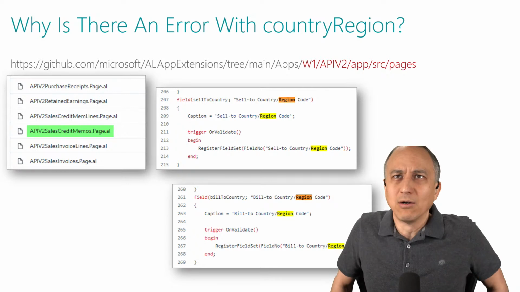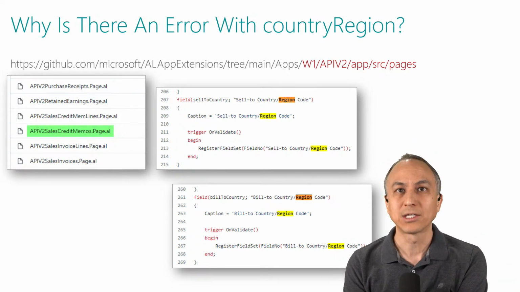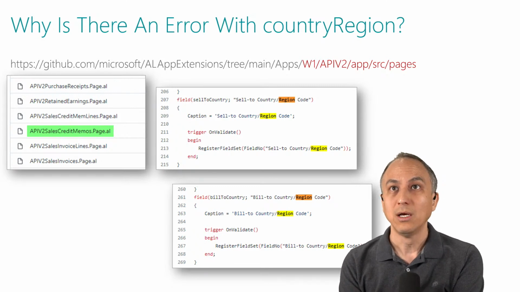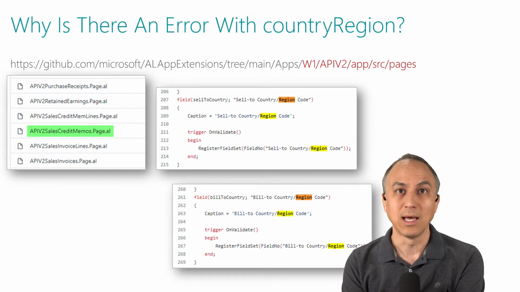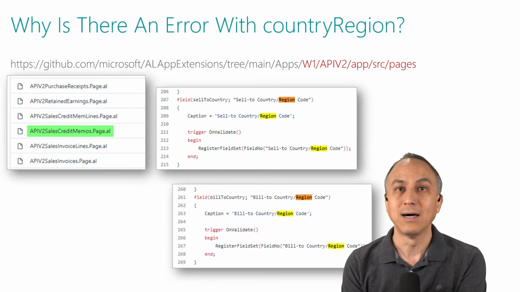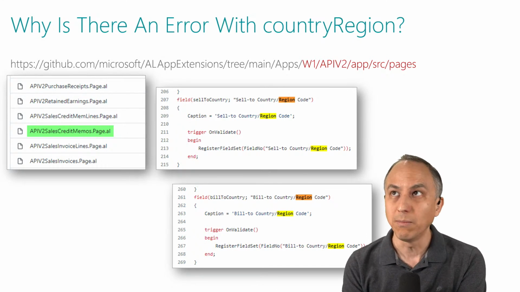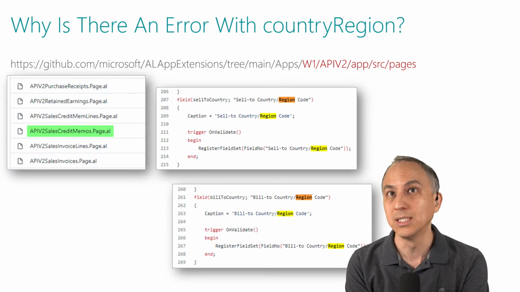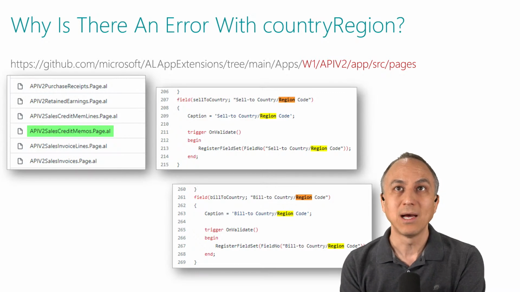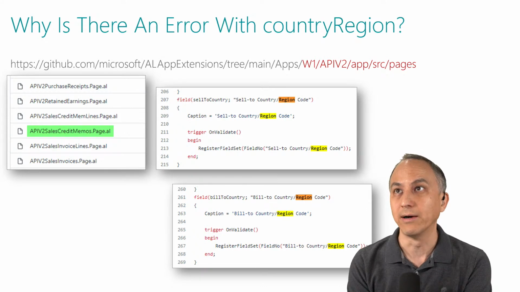So why is there an error when I do this? And so I said, well, let me look into the actual AL code that is being run for this web API page. So I went into GitHub, went to the AL app extensions, and under the apps W1 API v2 source pages, you will find the API v2 sales credit memos page AL file.